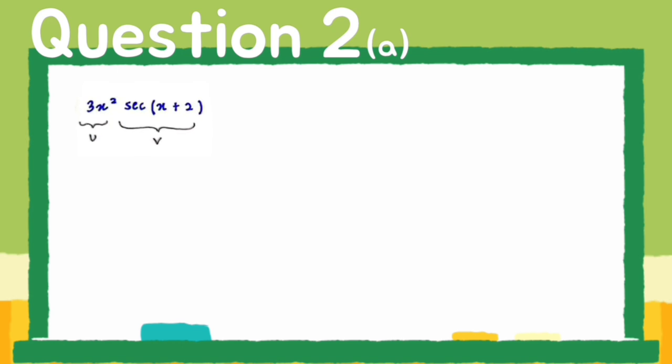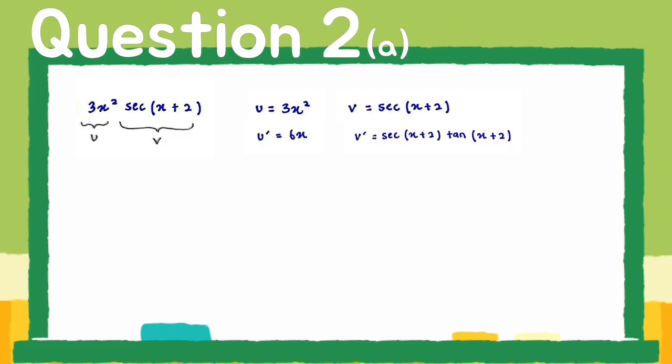For question A, let's tackle this question together. As we look into the question, the first step is we need to identify the terms as u and v. 3x squared will be the u and sec x plus 2 will be v. Since we are looking for dy over dx, we also need to find the u prime and v prime values of the equation. So our u prime will be 6x and v prime will be sec x tan x plus 2.